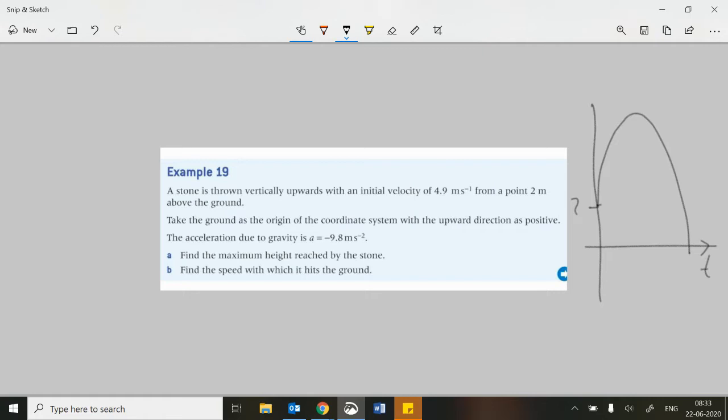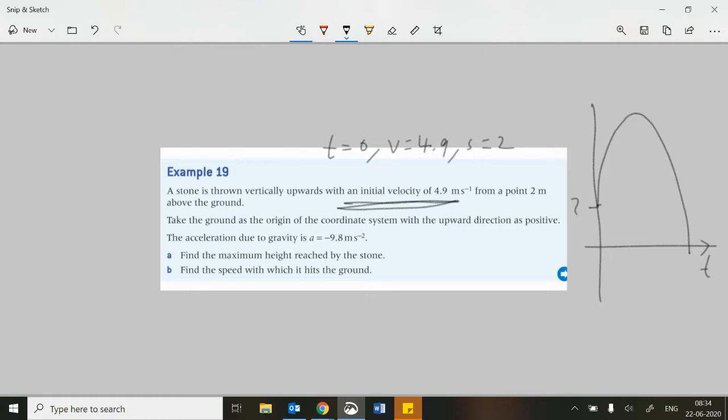Okay, so there's some important information in this question. Initial velocity means, you can write this down if you want, at the start of the question, when t is equal to 0, v is equal to 4.9, and also s is equal to 2. So that's a good bit of information which is going to help us find our formulas.